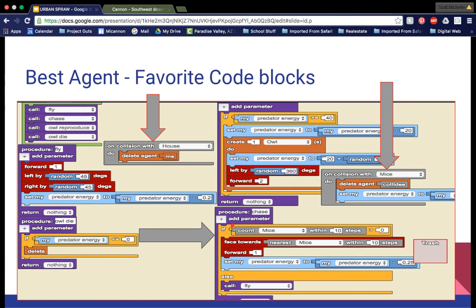Going through this, my favorite agent is the owl. It is quite complex, with lots of different layers to this agent. And my favorite one is actually the chase, where the owl is chasing the mouse as it comes within 10 steps of the owl. In turn, if you look at the mouse code, it is running away from any owl that happens to be chasing it.